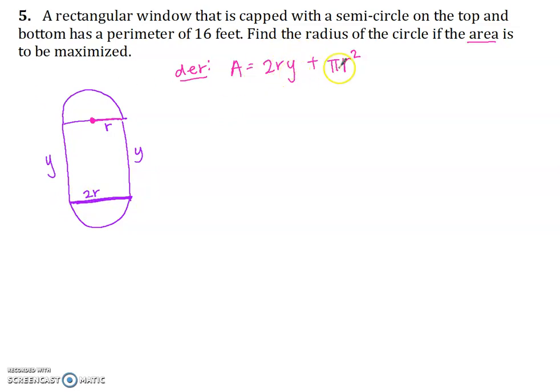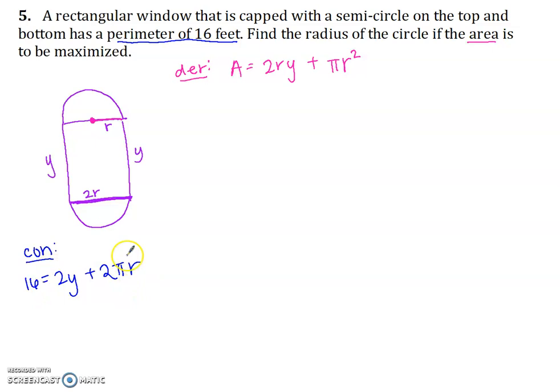So I can't take the derivative yet because this has two variables, r and y. So I need to write my constant equation. The constant that they give us again is the perimeter. So that's going to be 16 equals the perimeter of this figure, which is the distance all the way around. It does not include these two in the perimeter. You're just bordering this part. So that's going to be 2y plus the perimeter of the circle, that's the circumference. Our circumference formula is just 2 pi r.